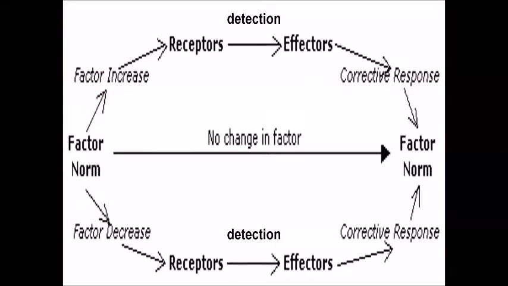It can also be simplified down to quite an easy diagram. If the factor stays normal, so 37 degrees, there's no need to do anything because you're the right temperature. If pH is 7 and it stays at 7, don't have to do anything. But if the factor increases, receptors send impulse to the detection center, often the brain, and that then sends impulses to the effector, which starts to bring about the corrective response. And ultimately, we will return to normal. Exactly the same happens if the factor decreases. Receptors send impulse to the detector, detector to the effector, effector starts the corrective response, say shivering, and eventually will return back to the normal.